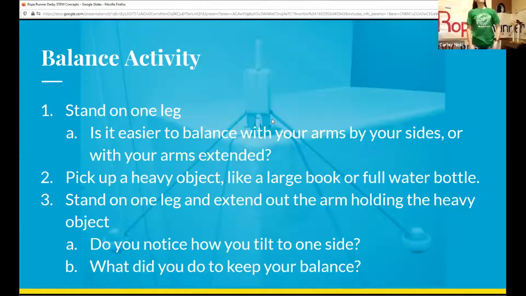Yeah. So now if we pick up something heavy, like a full water bottle or a large cup, let's see, what do I have around me? I have a trash can next to me, so I'll hold that. If I'm holding a trash can in one hand and I raise up one leg, I kind of lean towards the hand that has the heavier object in it, like that.